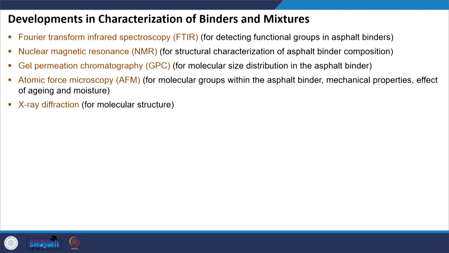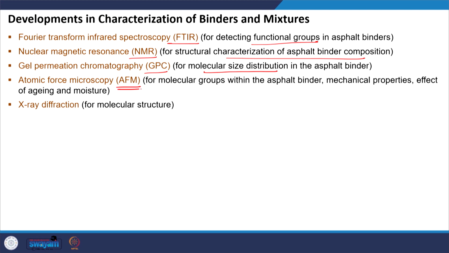For example, FTIR has been used to get information about microscopic characteristics of asphalt binders by detecting the functional groups in the asphalt binders. NMR has been used for structural characterization of asphalt binder composition. GPC has been used to explore the molecular size distribution in the asphalt binder. For example, we have asphaltene and maltene fractions, so how these different-sized fractions are distributed within the binder.